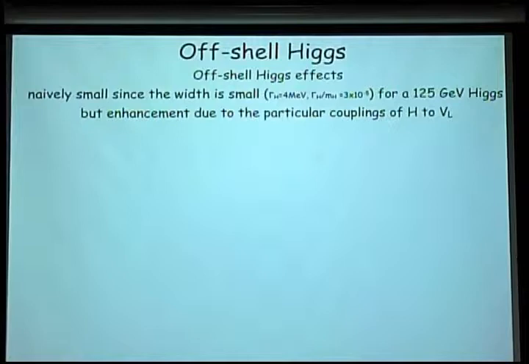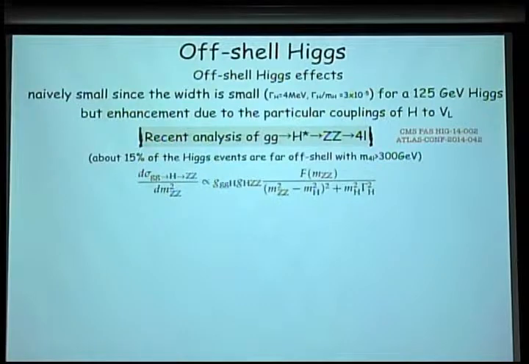Another channel that I wanted to comment on is the production of an off-shell Higgs boson, something that has been recently measured by the experimentalists. Again, due to the small value of the Higgs width, you would have expected this cross-section to be very small, but as a matter of fact, due to the particular enhancement of the coupling of the Higgs to the longitudinal polarization of the W and the Z, again something that has to do with unitarity, this cross-section is rather important, and about 15% of the Higgs events are produced off-shell with an invariant mass for the 4 leptons which is about 2 or 3 times larger than the mass of the Higgs.